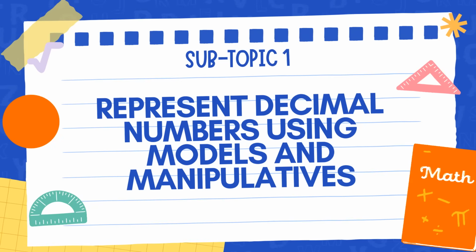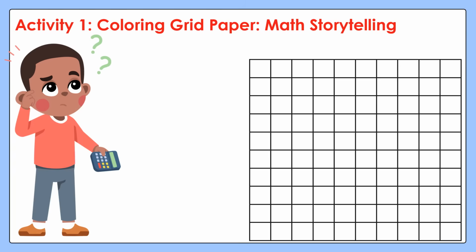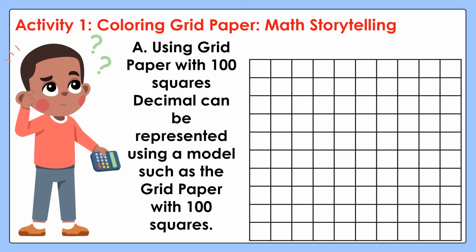Subtopic number 1. Represent decimal numbers using models and manipulatives. Activity 1. Coloring grid paper. Math storytelling. A. Using grid paper with 100 squares, decimals can be represented using a model such as the grid paper with 100 squares.